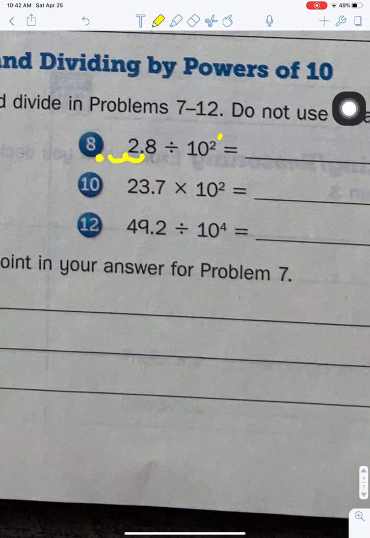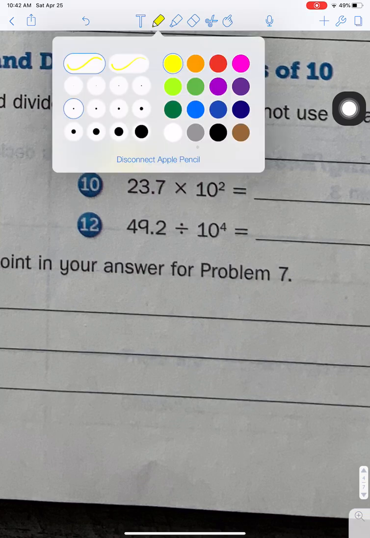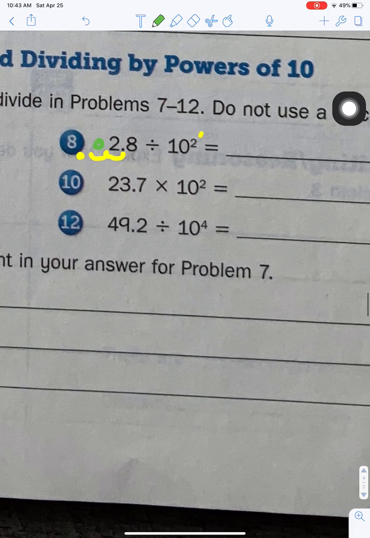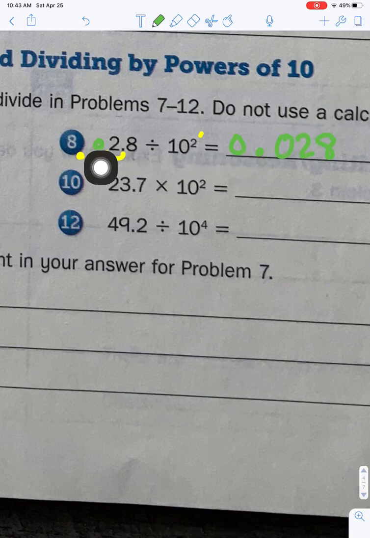Now, to move that over, we also have to show place value, so we're going to put a 0 in there. So for this, it's 0.028. You can also put a 0 here if that helps, because we moved the decimal point over 1, 2. And so this number is 28 thousandths.